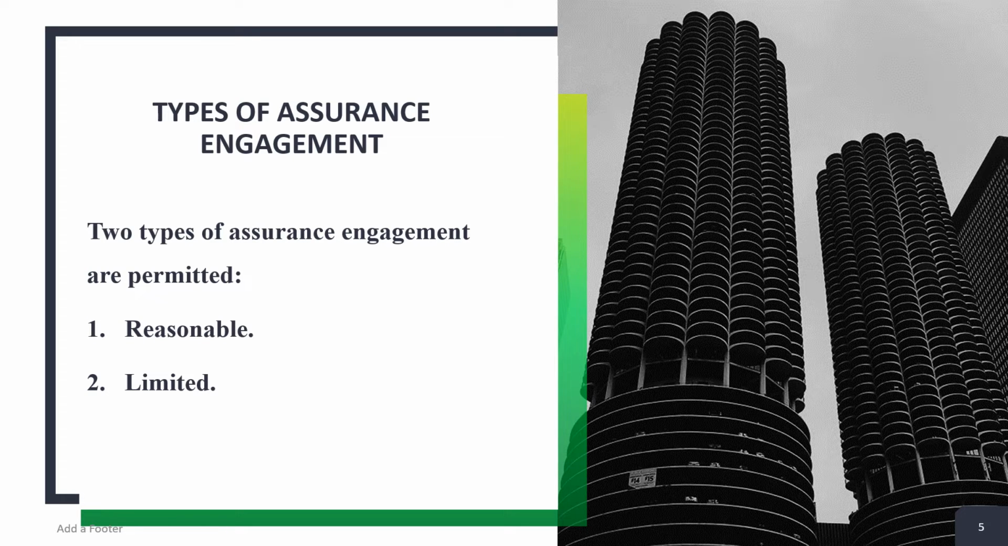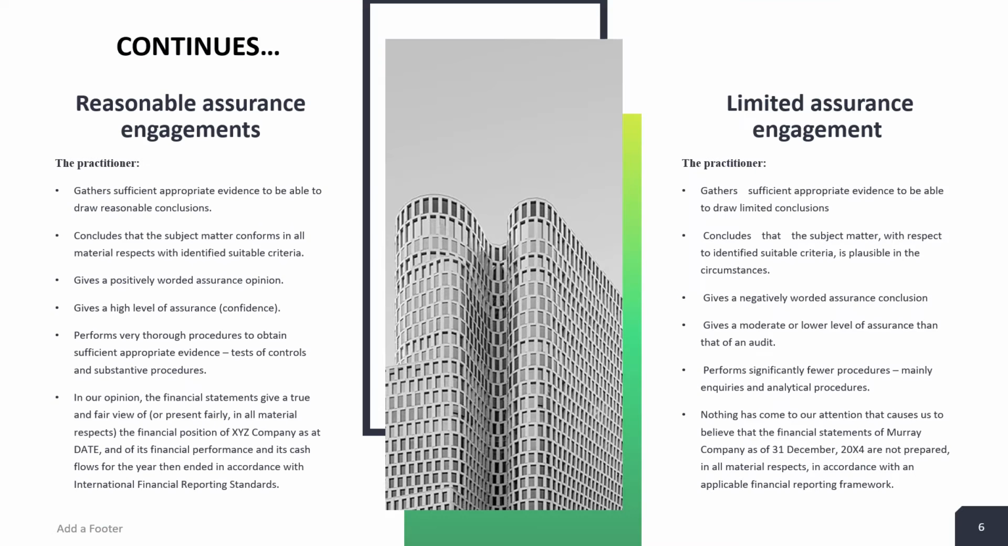Types of assurance engagement. 2 types of assurance engagement are permitted. 1. Reasonable. 2. Limited. In reasonable assurance engagements, the practitioner gathers sufficient appropriate evidence to be able to draw reasonable conclusions, concludes that the subject matter conforms in all material respects with identified suitable criteria, gives a positively worded assurance opinion, gives a high level of assurance or confidence, and performs very thorough procedures to obtain sufficient appropriate evidence: tests of controls and substantive procedures.